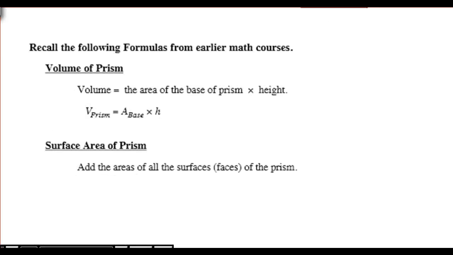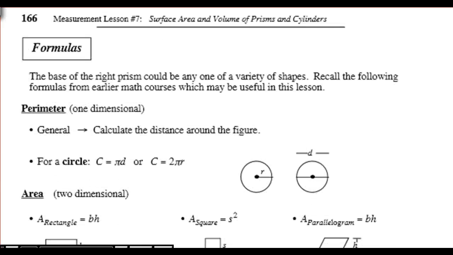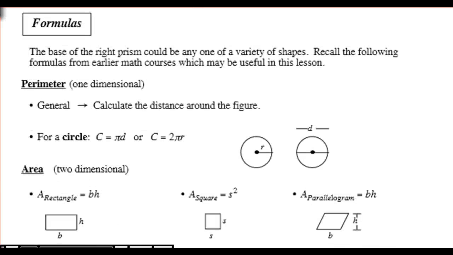Okay, so now again we have the volume and the surface area. The thing about the volume is that the equation for the volume of any prism is just the area of the base times the height. And then for the surface area, all you do is get the area of each of the sides and add them up together. Okay, so let's just get into some formulas here.